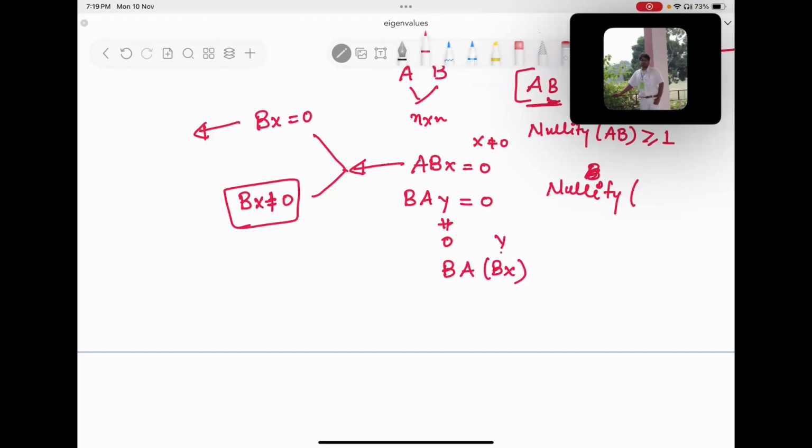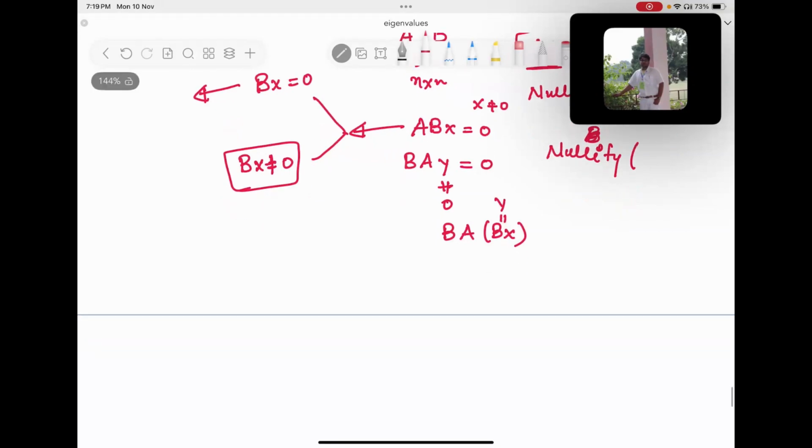You take y as Bx. Bx is non-zero, so this will be B A, B. And Bx is the eigenvector corresponding to 0. So B into 0 equals 0.